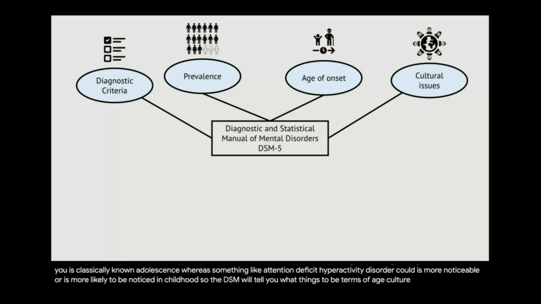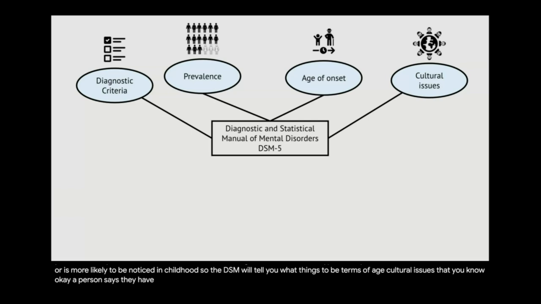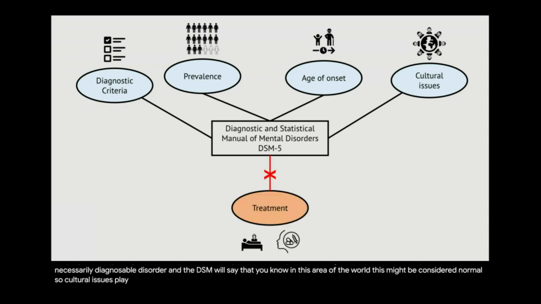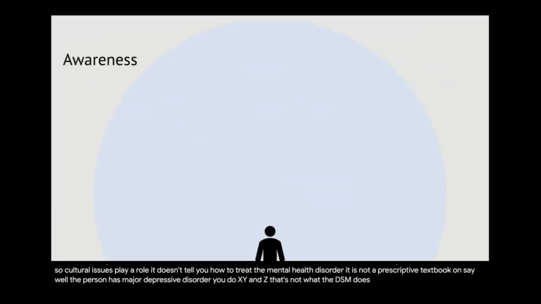Cultural issues: okay, a person says they have this experience, this experience, and this experience. Well, given the culture that they live in, is that necessarily a diagnosable disorder? And the DSM will say that, in this culture or in this area of the world, this might be considered normal. So cultural issues play a role. It doesn't tell you how to treat the mental health disorder. It is not a prescriptive textbook that says, if a person has major depressive disorder, you do X, Y, and Z. That's not what the DSM does.